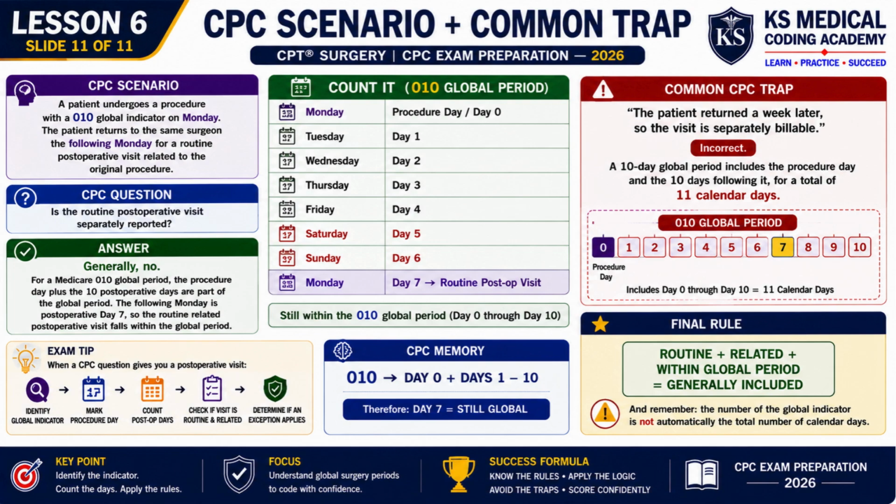The patient returned a week later, so the visit is separately billable. That's incorrect. Remember, 010 equals day 0 plus post-op days 1 through 10. So day 7 is still within the global period. For the CPC exam, use this workflow. Identify → count → check relatedness → look for exceptions → verify. Final rule. Routine plus related plus within global period equals generally included.